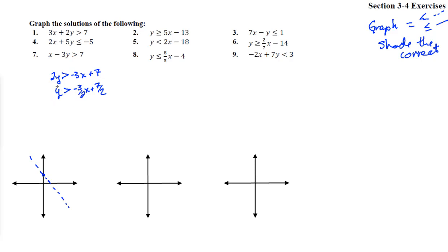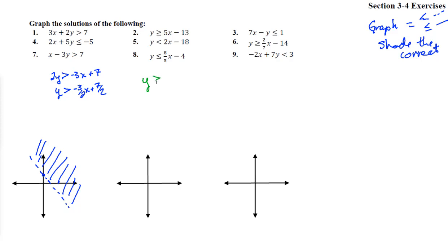And here it says y is greater than. That means the vertical is bigger than this line for all the answers. So that means it's over here. See how we went from the line and went up, and that's our answer. Good. Number 2. It's already in y equals mx plus b form.